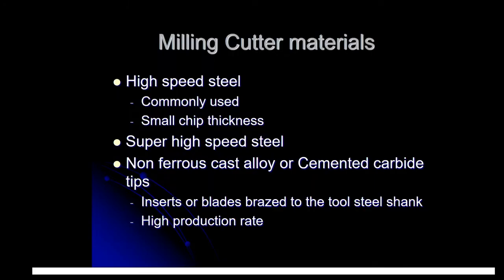Let us see what are the materials which are used for fabrication of milling cutters. The mill cutters are fabricated using high-speed steel, super high-speed steel, or non-ferrous cast alloy or cemented carbide tips. High-speed steel is the commonly used material for milling cutters, and they can be used only for light-duty works where only small thickness chips are produced. Super high-speed steel is better than high-speed steel.